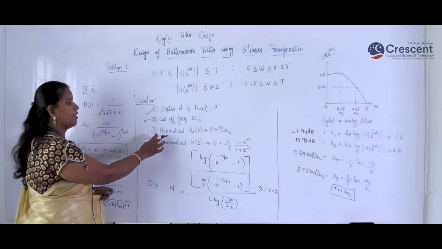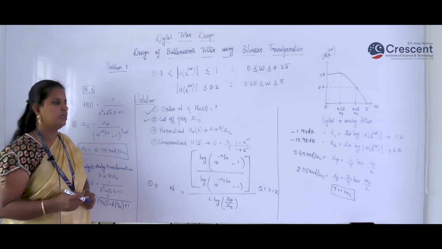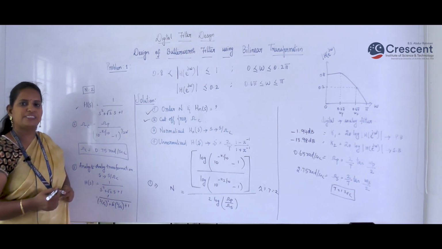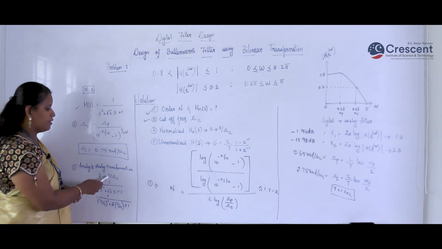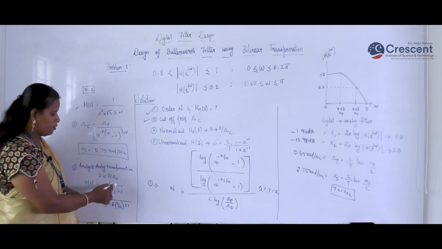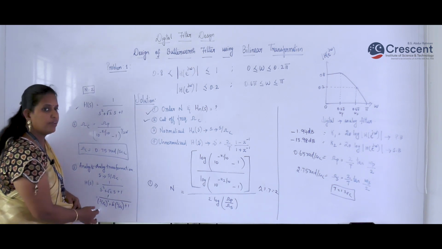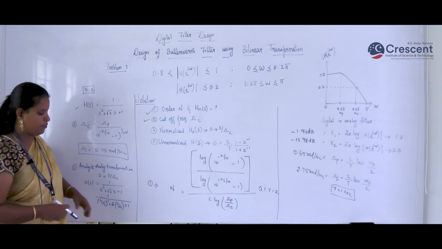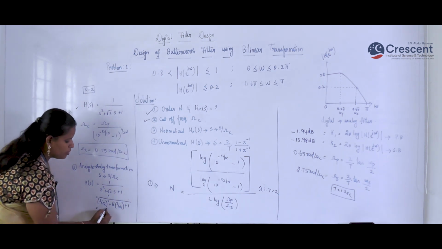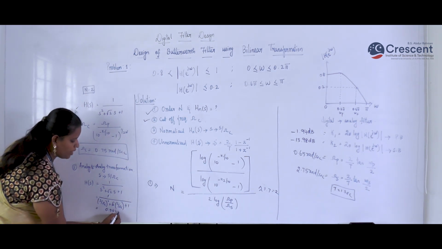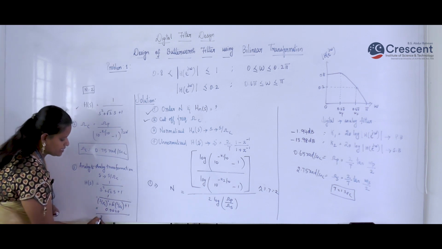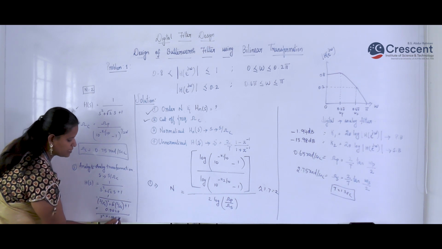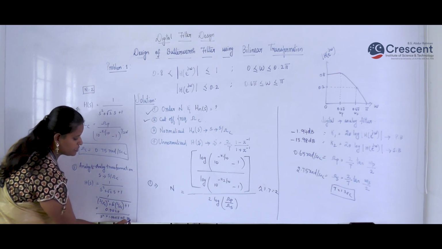Then we move on to finding the normalized Hn of s. We know the formula for Hn of s, that is 1 by s square plus root 2 s plus 1. There we have to replace the value of s: s is equal to s by omega c. When you replace, the formula remains like this. We know the value of omega c, it is 0.75. After writing it out, the solution is 0.5625 divided by s square plus 1.065s plus 0.5625.